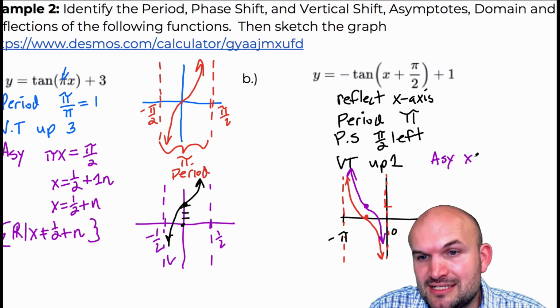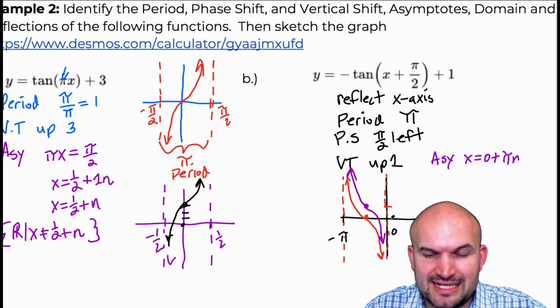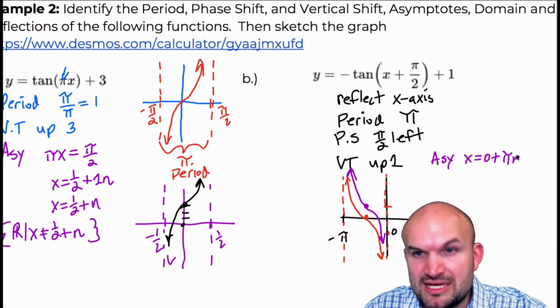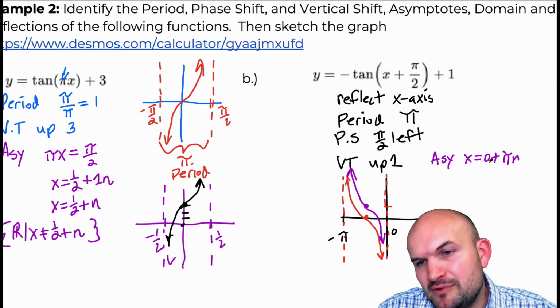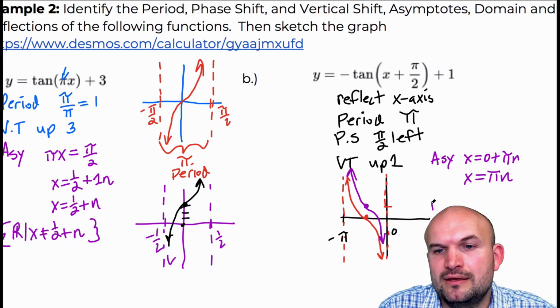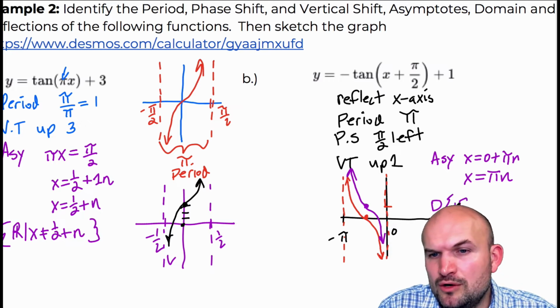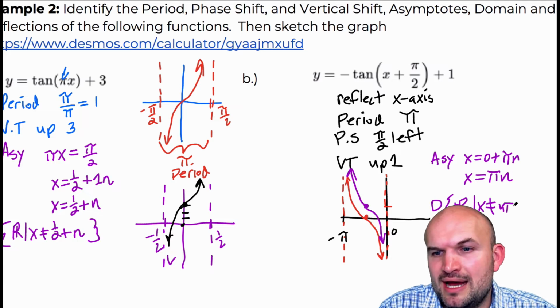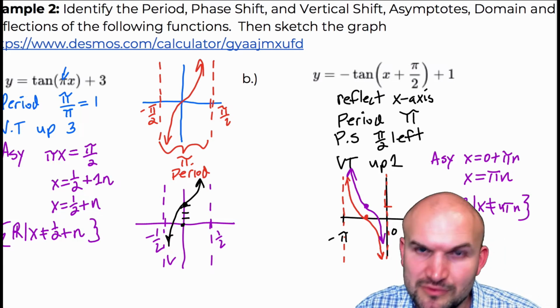So I can just say x is equal to 0 plus pi n, because the next asymptote is going to occur at pi, or pi times 1. The next one after that would be pi times 2. And we don't really need to write the 0 there, so x is just equal to pi n. If I wanted to write the domain, all real numbers, such that x cannot equal pi n. I don't know what I was writing there, but we'll run with that.